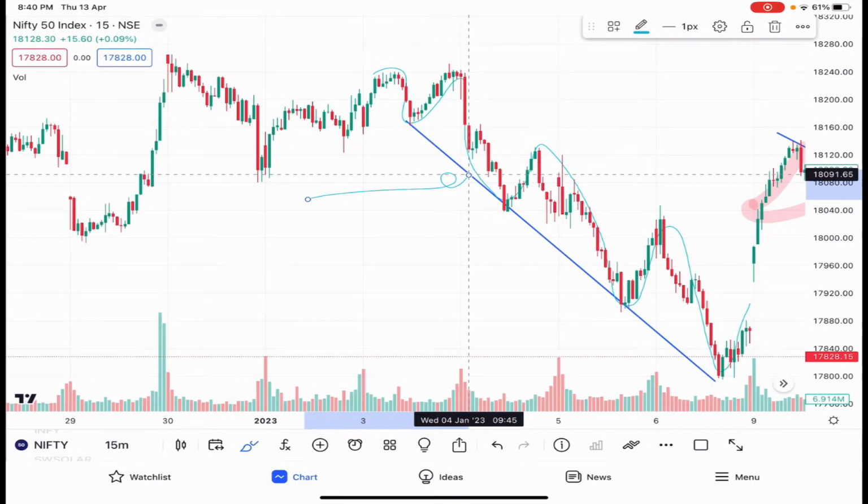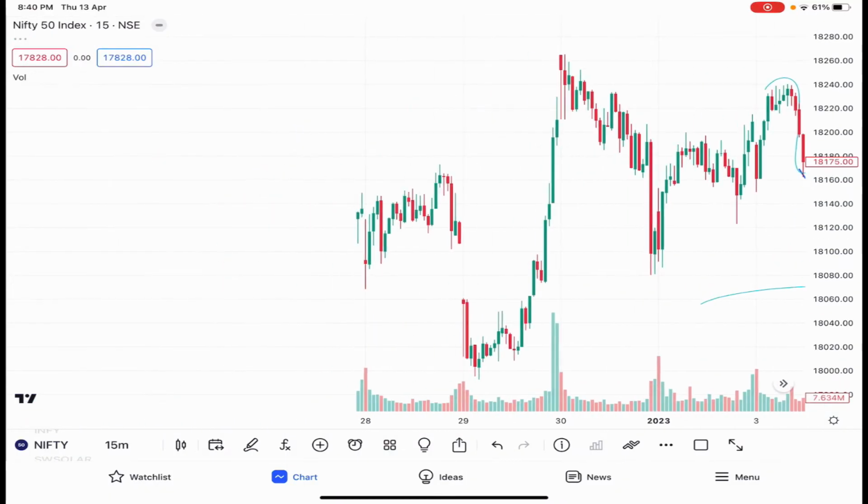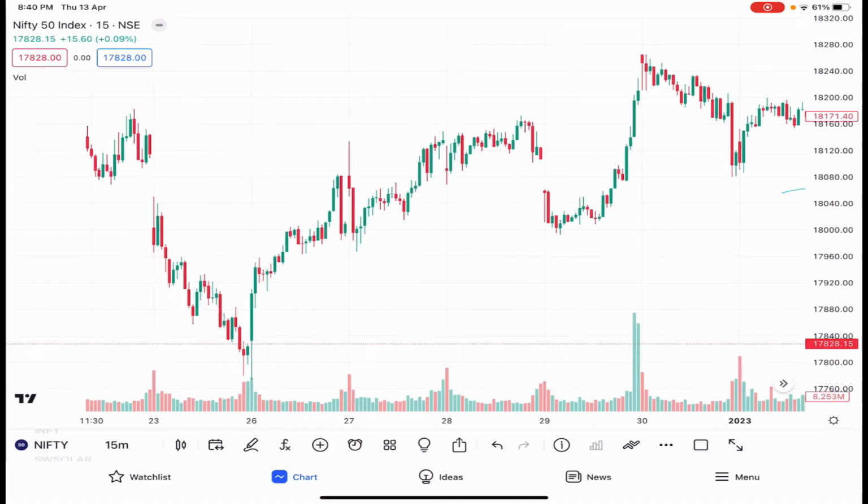So I hope you can do the homework. You need to go on a chart and mark as many trend lines as you can. Let us see two or three more examples, then this concept will be clear for you.